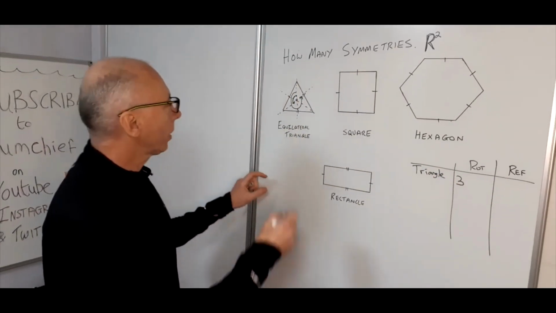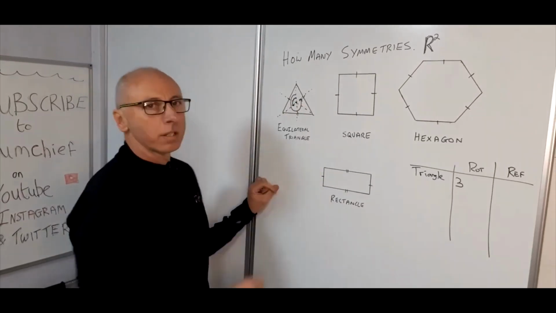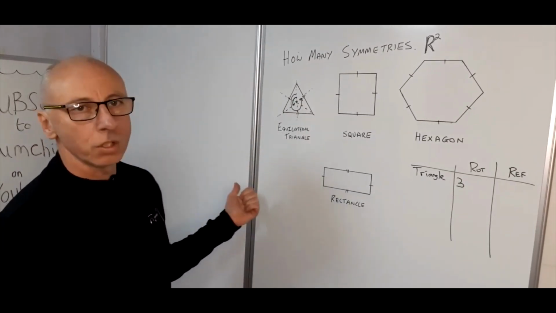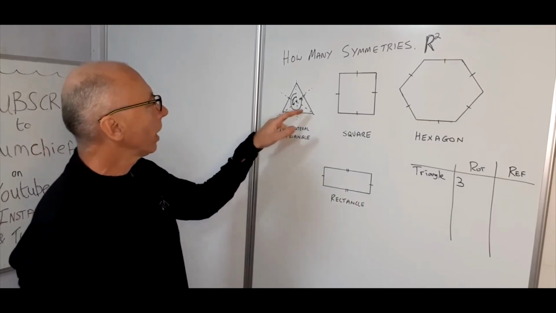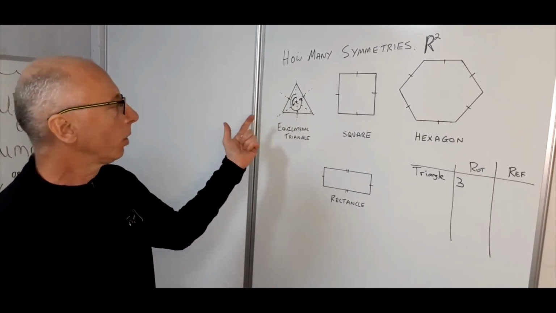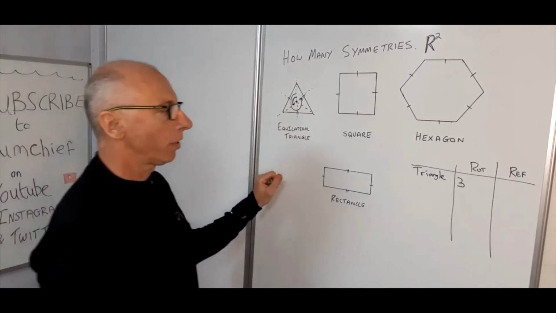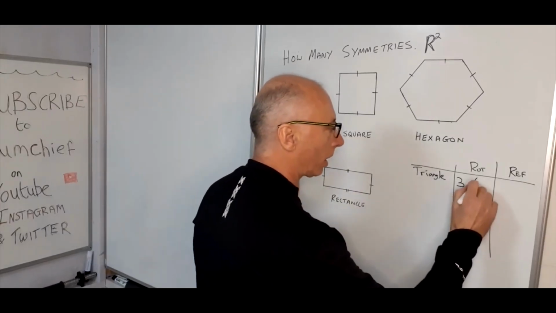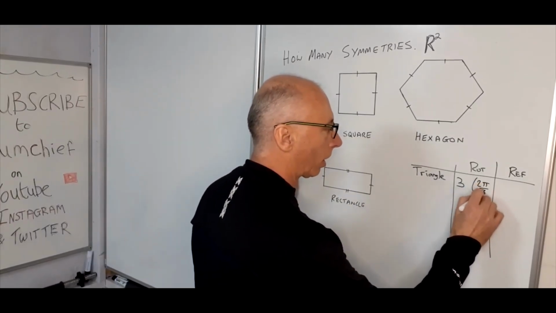Now, 360 degrees in a circle is 2 pi, and each rotation for three, obviously if they're equal, is going to be 2 pi over 3. So these are going to be 2 pi over 3.